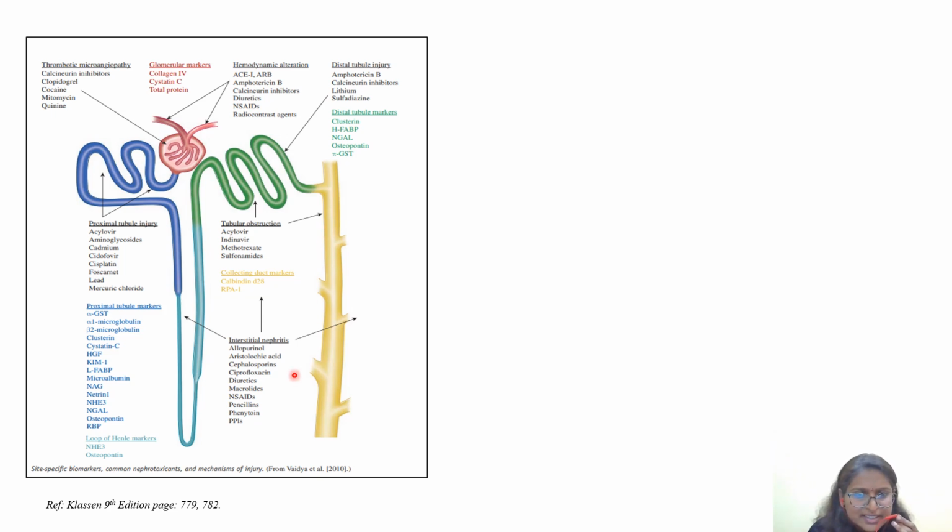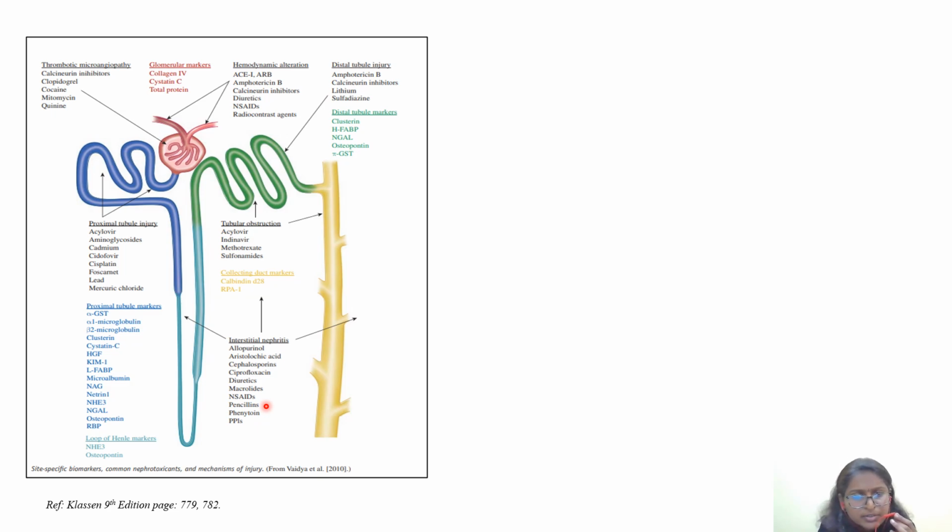Then next, interstitial nephritis. This particular region is affected by these drugs. Allopurinol, which is an anti-gout drug, aristolochic acid, cephalosporin antibiotic, ciprofloxacin. These are important things you need to remember. NSAIDs also cause kidney damage. Acute renal failure is there with respect to NSAIDs.